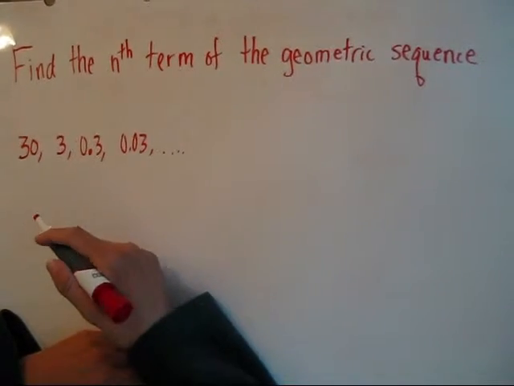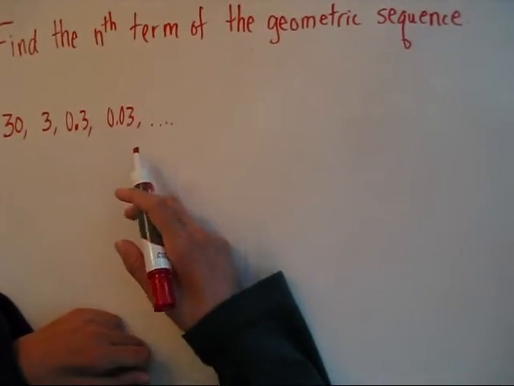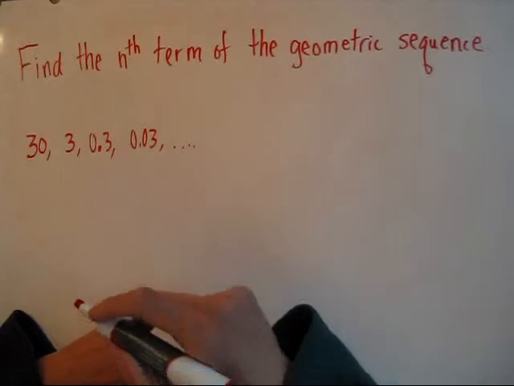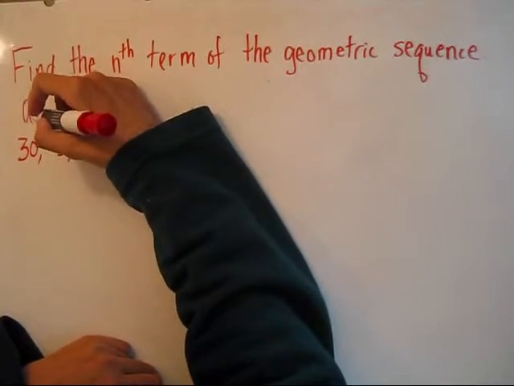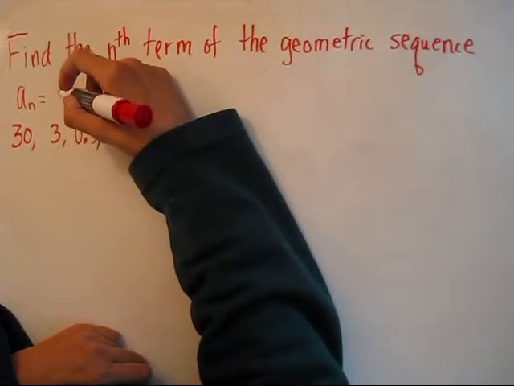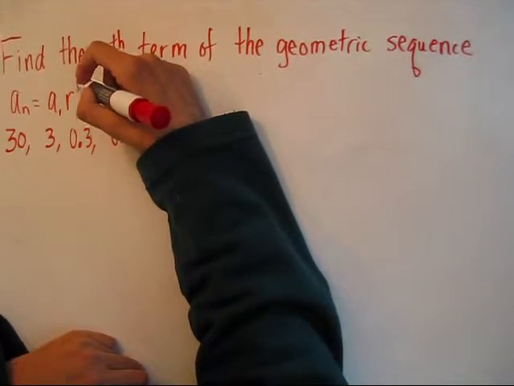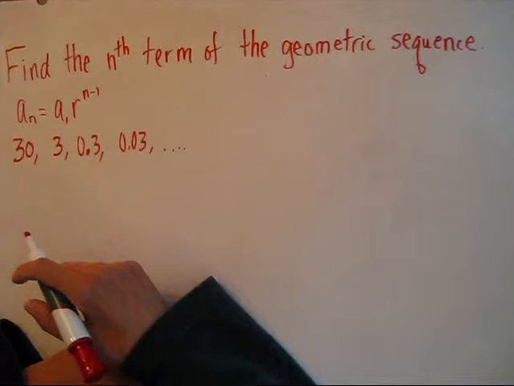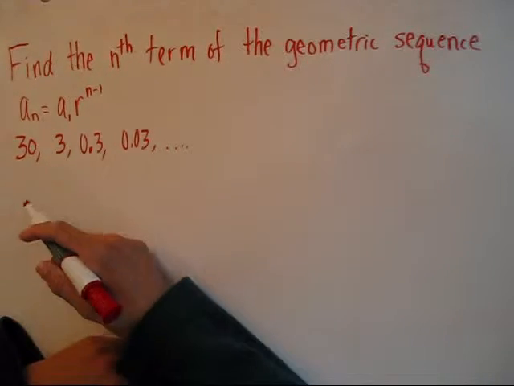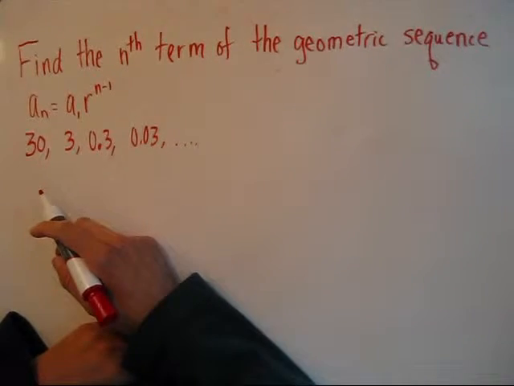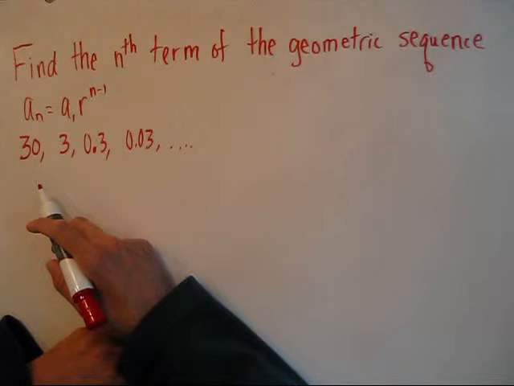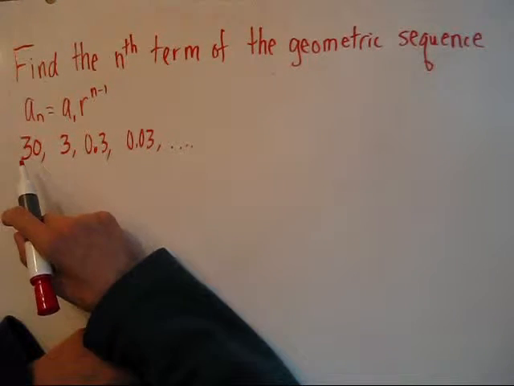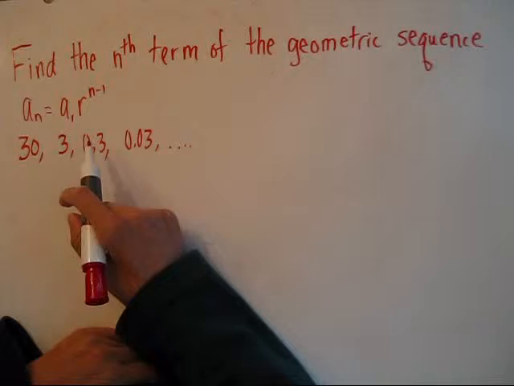Okay, we want to find a general formula for the nth term of this geometric sequence. Now the general formula will look like a sub n equals a1 r to the n minus 1. a1 is your first term, we already got that, that's 30. And r is the common ratio. So you can think of that as what you're multiplying by to get from one to the next.